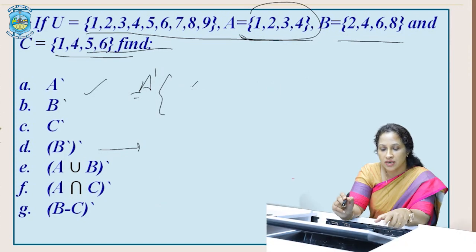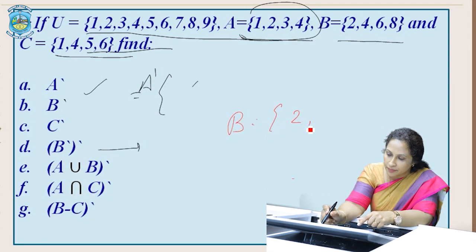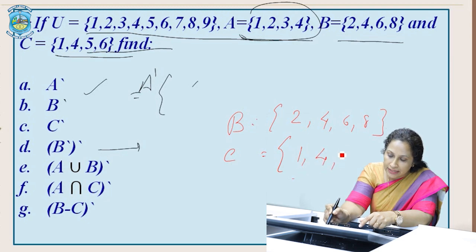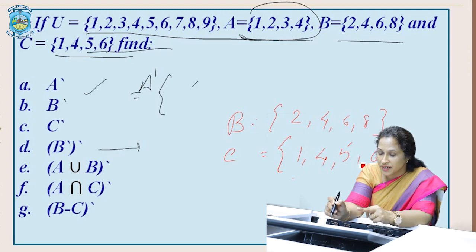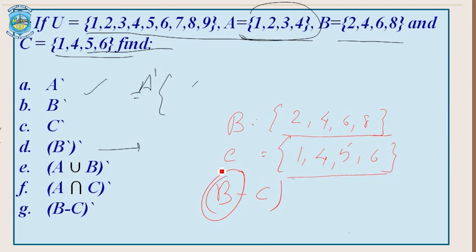I will take up one more question, and the question is option G, B minus C whole complement. Here set B has elements 2, 4, 6, 8 and set C has elements 1, 4, 5 and 6. So, what would be B minus C? This is the difference of the two sets. How do you find it? In this case B minus C, all those elements which are in B but not in C. So, what are those elements? It is very clearly 2 and 8. So, these are the elements which are in B but not in C.